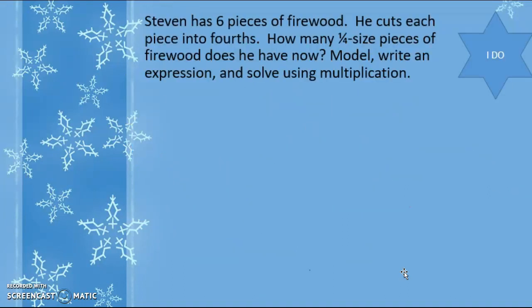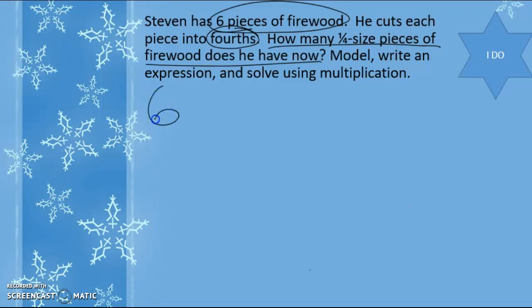So here's a problem. Stephen has 6 pieces of firewood. He cuts each piece into fourths. How many 1/4 size pieces of firewood does he have now? We need to model this, write an expression, and solve using multiplication.